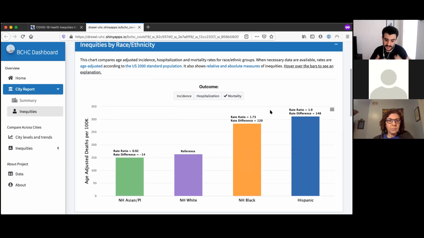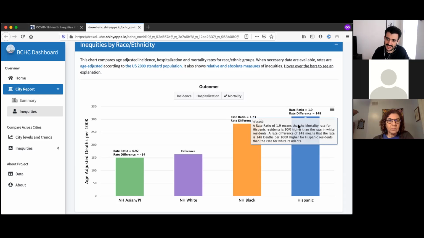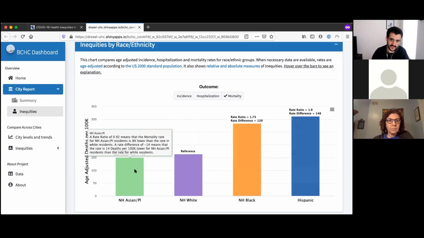If you want a more in-depth interpretation of this, one of the things you can do is highlight one of the bars, and you get a detailed explanation of what these numbers mean. So for example, in this case, a rate ratio of 1.9 means that the mortality rate for Hispanic residents, in this case of New York City, is 90% higher than the rate in white residents. And a rate difference of 148 means that the rate is 148 deaths per 100,000 higher for Hispanic residents than the rate for white residents. We can see the same for all of the other groups.